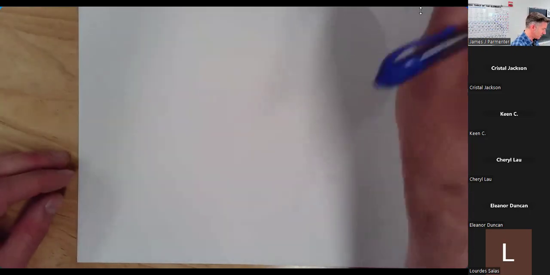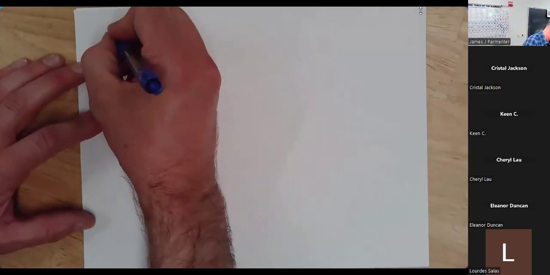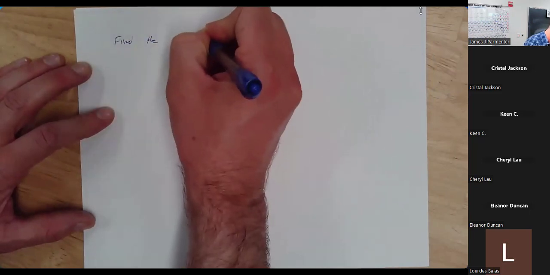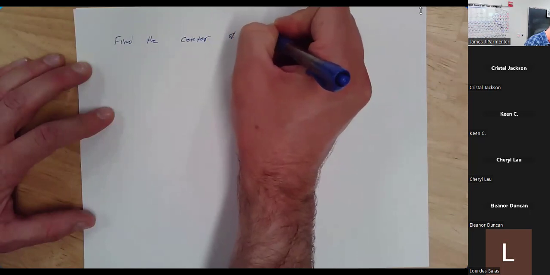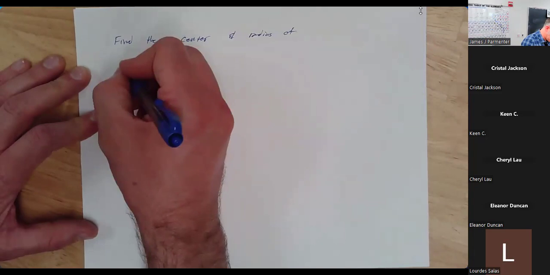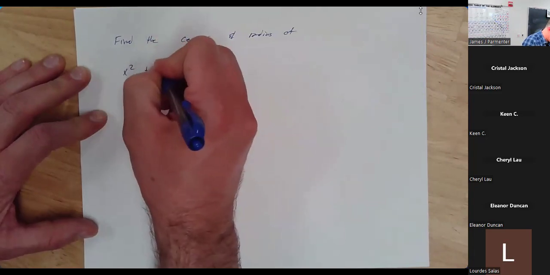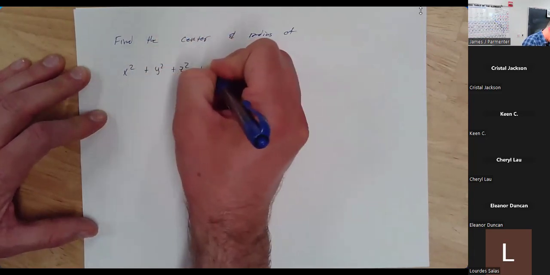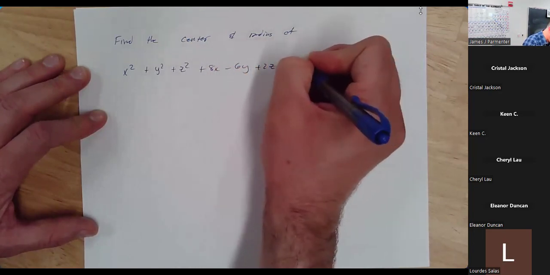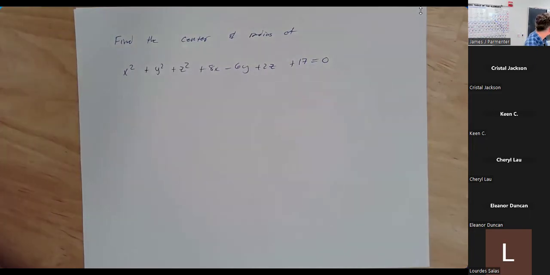So let's look at a couple more examples. Let's say we want to find the center and radius of the following equation: x squared plus y squared plus z squared plus 8x minus 6y plus 2z plus 17 equal to 0. So this is the equation of a sphere.